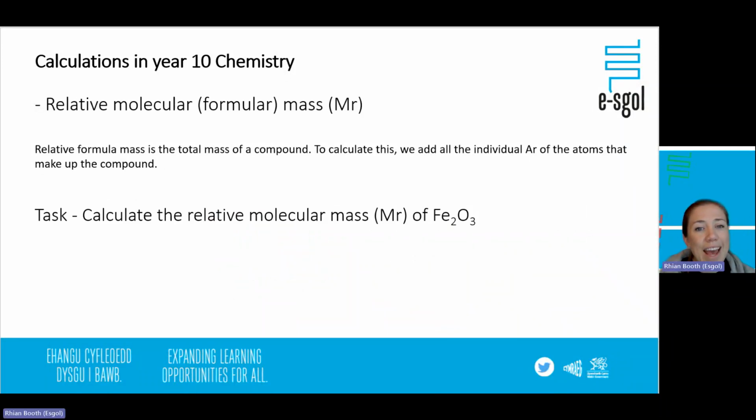Next, we have relative molecular mass or formula mass, okay, which is known as MR. The relative formula mass is the total mass of a compound. And to calculate this, we add all the individual ARs of the atoms that make up the compound. Okay, so ARs when you're looking at one element. The MR is when you're looking at a collection of those, a compound. Okay, so first task, calculate the relative molecular mass, the MR, for Fe2O3 iron oxide.